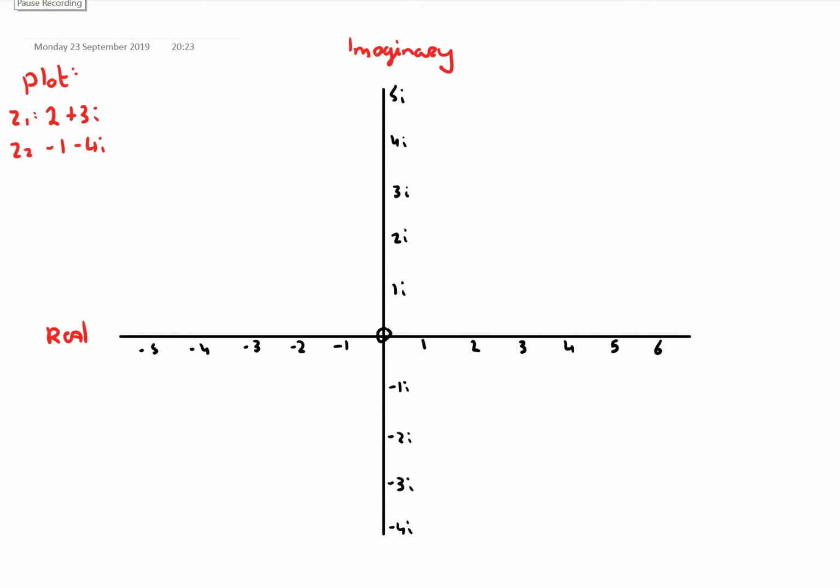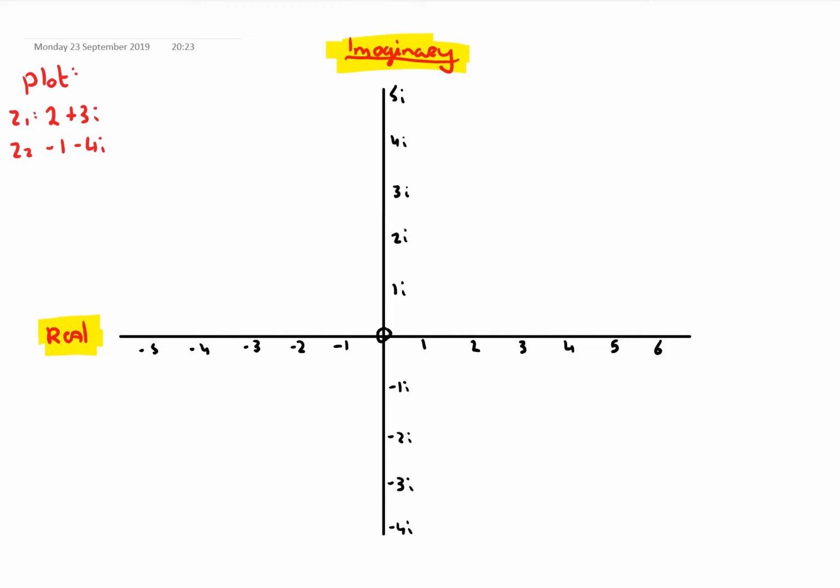In this video, we're going to look at a thing called Argand diagrams. An Argand diagram is where we plot a complex number on a Cartesian plane, really. It's just like the x and y axis, except instead of having the y axis, we call it the imaginary axis. And instead of saying the x axis, we call it the real axis.